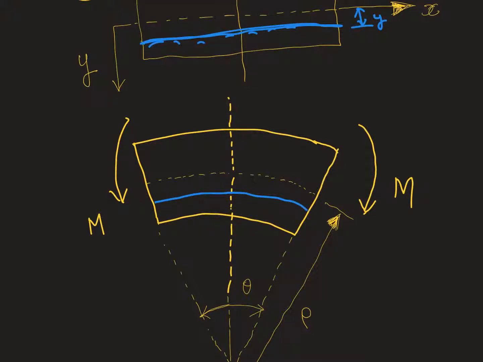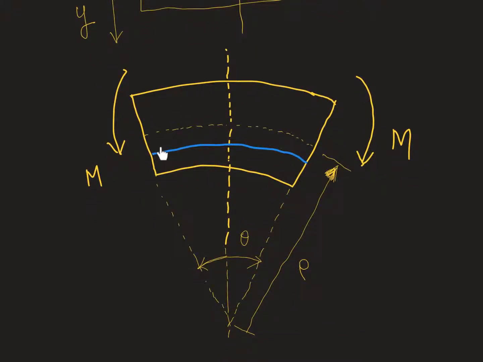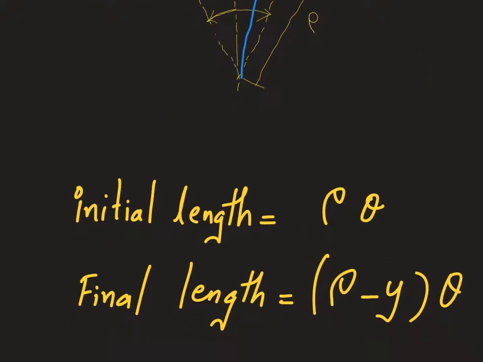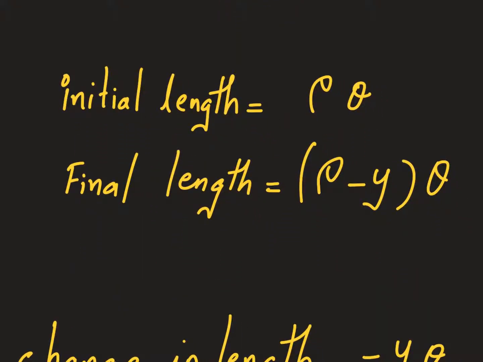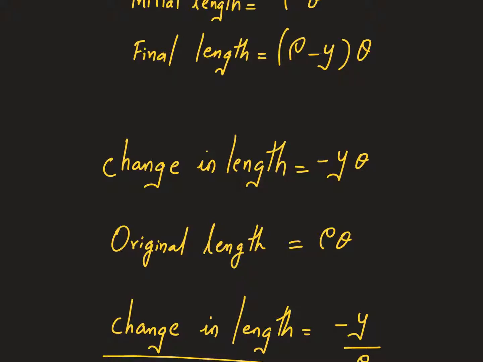Since this fiber is somewhere here, it gets shortened. So what is the reduction in its length? That can be easily found out from this diagram again, because if I define my y in this way, let me draw that for more clarity. So this distance will be y. Make sense? So the radius of this particular arc will be rho minus y. So the initial length is rho theta, then the length reduces to rho minus y into theta. So the change in length is this much. Simple maths.